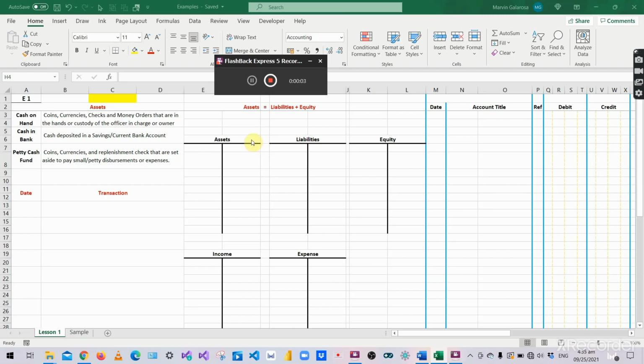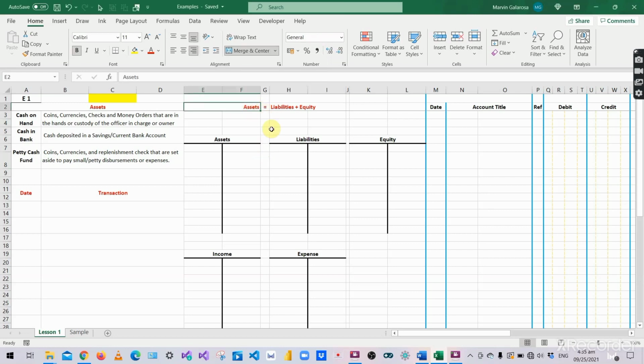So before tayo pumunta sa mga examples, balikan muna natin itong accounting equation. So assets equals liabilities plus equity. Every transaction na accountable na may encounter ninyo, lahat sila mag-a-adhere sa equation na to. Assets being on the left side of the equation, liabilities and equity on the right side.